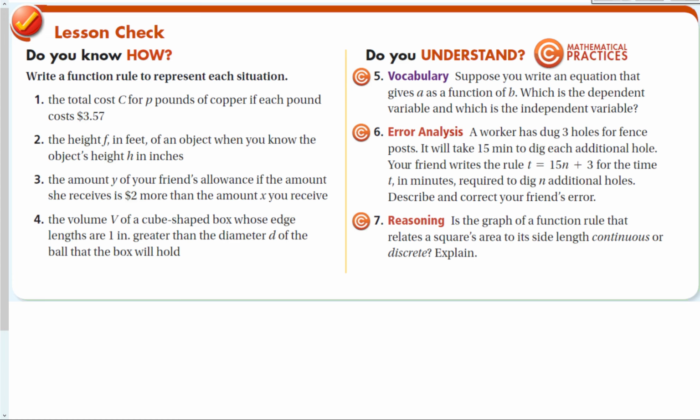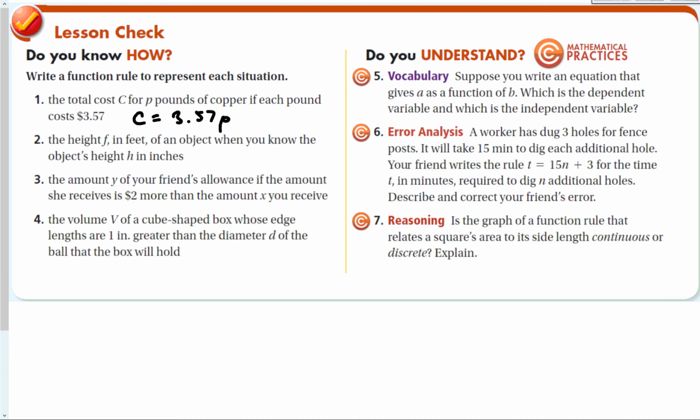So my lesson check. Write a function rule to represent each situation. Okay, so first, C, total cost of C for P pounds of copper, and each pound costs $3.57. That's going to be that my cost is equal to $3.57 times P.